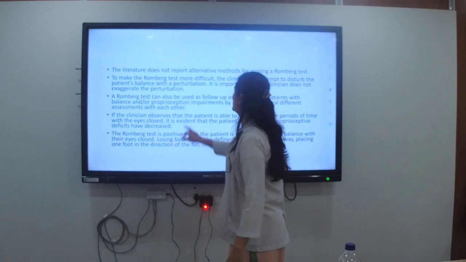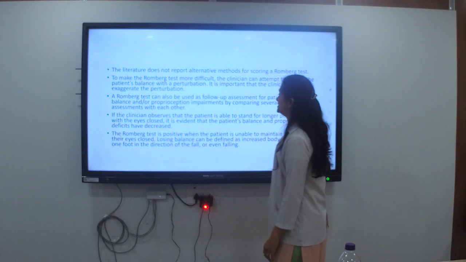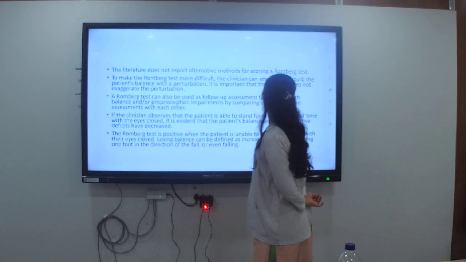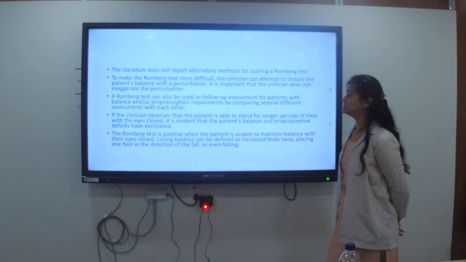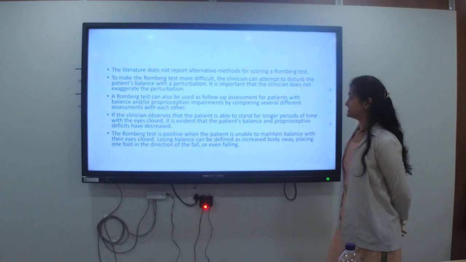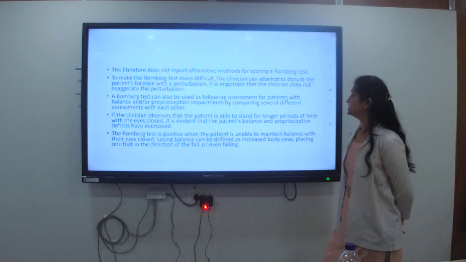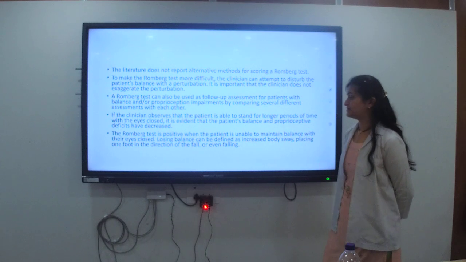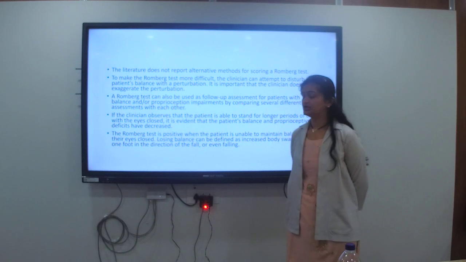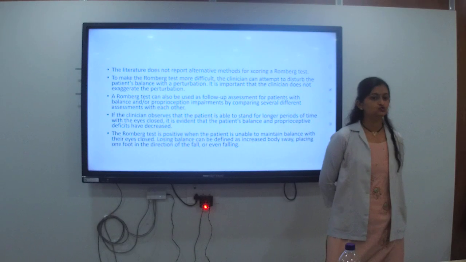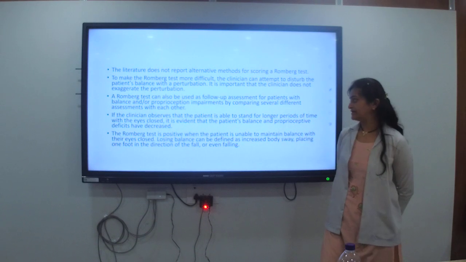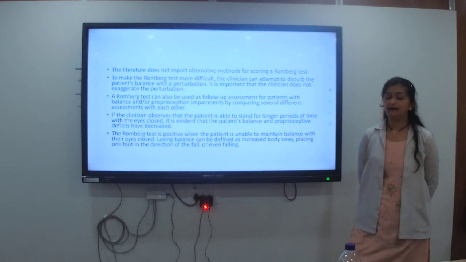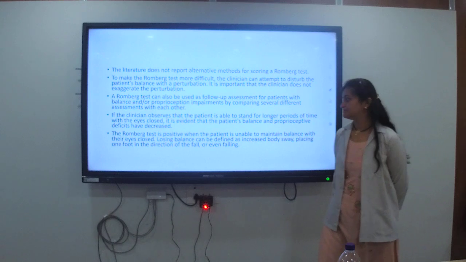A Romberg's test can also be used for follow-up assessment for patients with balance and/or proprioceptive impairments by comparing several different assessments with each other. If the clinician observes that the patient is able to stand for a longer period of time with the eyes closed, it is evident that the patient's balance and proprioceptive deficits have decreased. Okay. So ultimately, if the patient is able to stand with the eyes closed for a longer period of time, whatever deficits are present, the proprioceptive or balance deficits, have decreased.